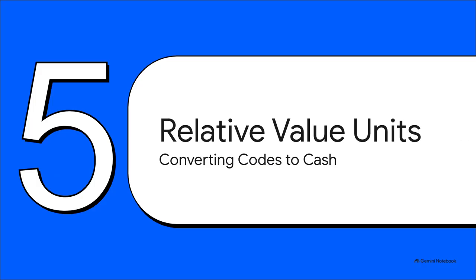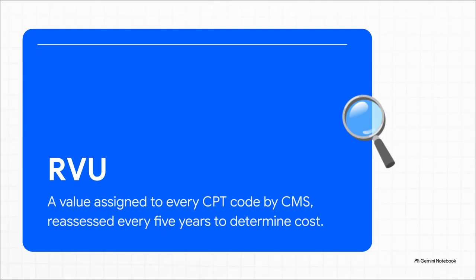Section 5. Relative Value Units. Medicare and a lot of HMOs use a system called the Resource-Based Relative Value Scale, or RBRVS for short. Under this system, the Centers for Medicare and Medicaid Services assigns a specific numerical value, an RVU, to every single CPT code. And these values are meticulously reassessed every 5 years. It's not arbitrary at all. It's a highly calculated metric that, when combined with geographic adjustments and conversion factors, dictates exactly how much a medical service is worth in dollars and cents.